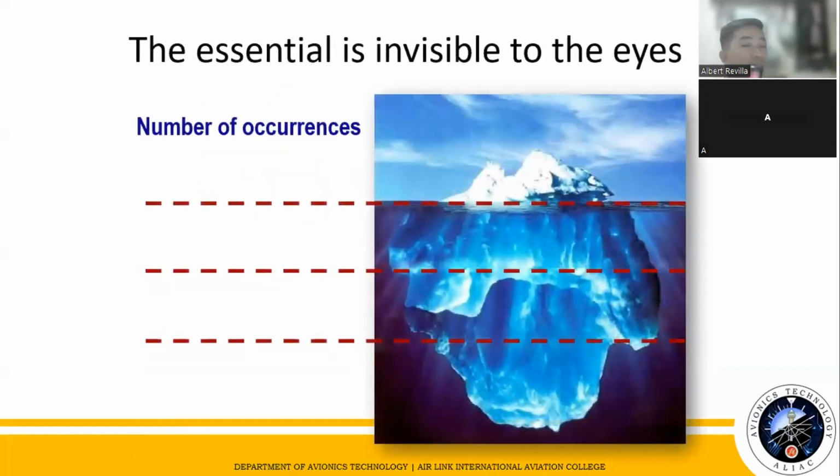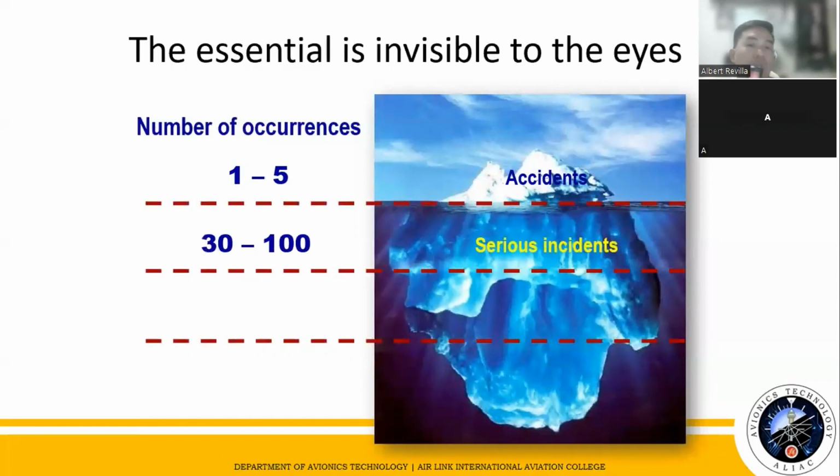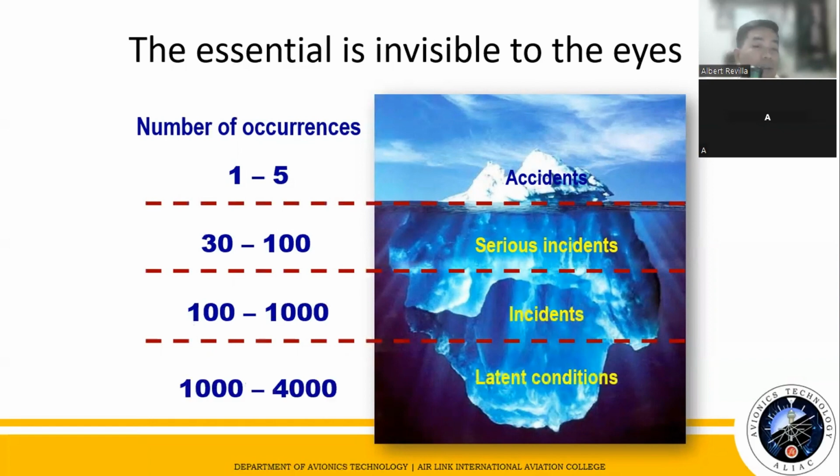So, the essential is invisible to the eyes. Why is that? Siyempre, ang madalas mo lang nakikita palagi is yung bigla na lang accident. So, that's why in aviation, one time, big time lang ang pag-crash ng eroplano. So, saan mo ba nakikita yon? Maybe it's in the serious incidents, or ito din yung number of occurrences na nangyari. 30 to 100. Incidents, 100 to 1,000. And then, number of occurrences ng latent conditions is 1,000 to 400.